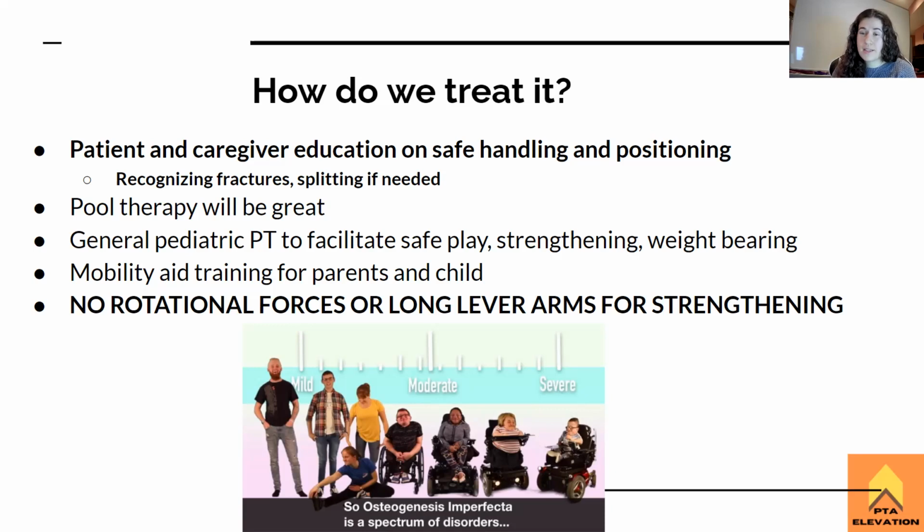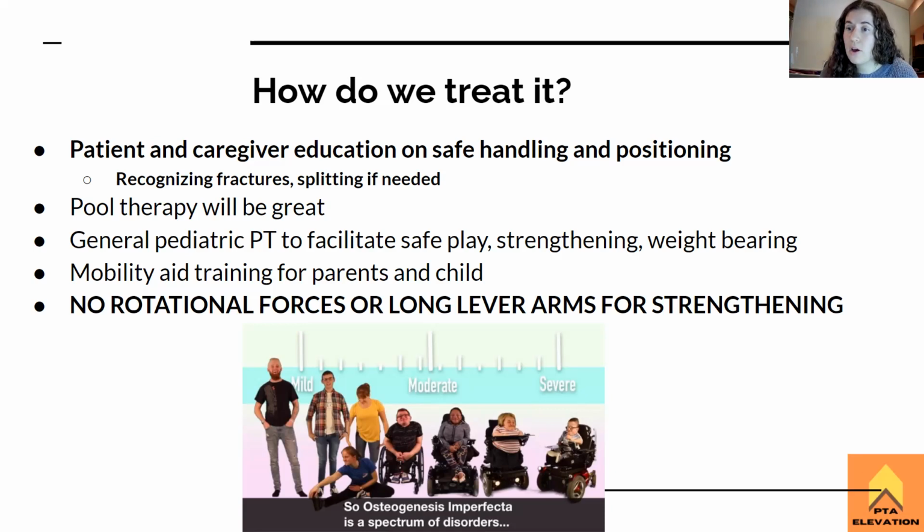Nothing too crazy with the strengthening, as I have here in bolded letters: no rotational forces with strengthening, or long lever arms with strengthening. Think of when we're doing a short arc quad versus not really a short arc quad. Think about shoulder flexion with dumbbells. It's a lot harder to do shoulder flexion with the dumbbells when you're all the way out here than if we put a weight right here on the top part of your brachium and you did some lifting. It's not as hard with that. It's the same kind of thing. Let's say we were going to do hip flexion in supine. If we had the weight all the way down at the bottom of our ankle, that's a lot harder than if we had the weight at the top of our thigh.